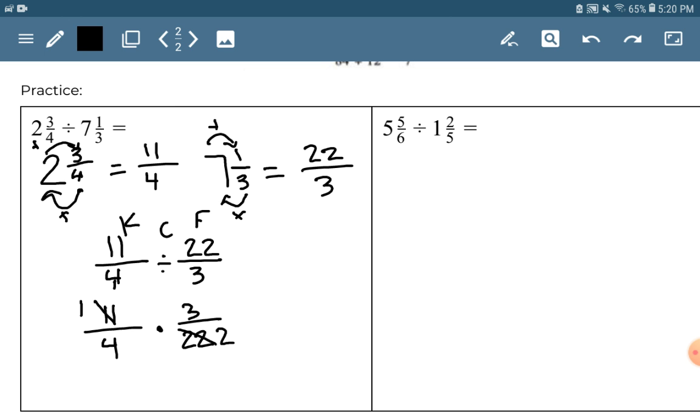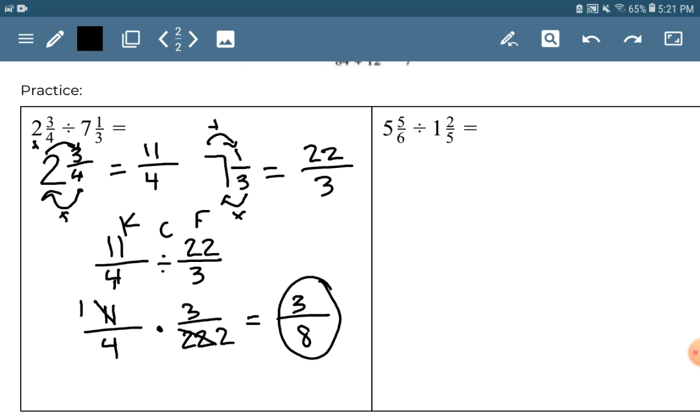Now I've made my numbers much smaller to work with, which makes my problem a little easier. When I go to multiply across the top, I now have 1 times 3, which is 3, and 4 times 2, which is 8. I have to check to see if I can simplify, but in this particular situation, I cannot. 3 and 8 is in simplest form, so my final answer for this one is 3/8. Moving on to the final practice problem.